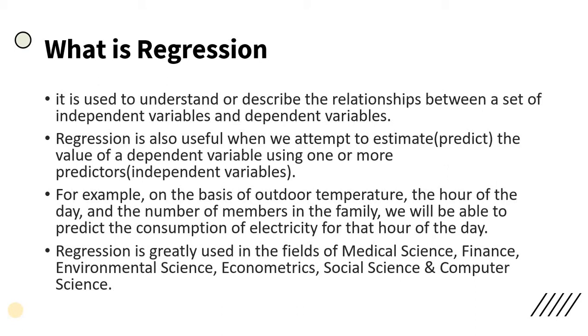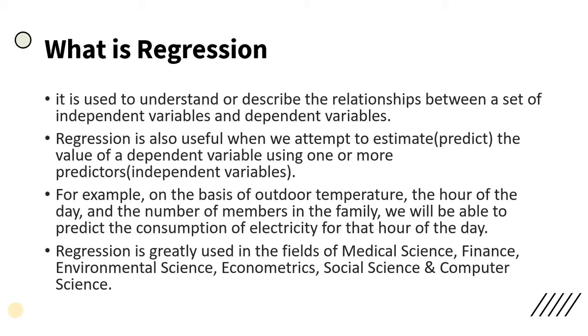So here we are predicting the consumption of electricity based on multiple factors like temperature, the hours of the day, and the number of members in the family. The consumption of electricity becomes the dependent variable because it depends on multiple factors like outdoor temperature and number of family members. Those variables are called the independent variables. So there are some independent variables, and by using them we are predicting the value of some other variable. That other variable is the dependent variable.